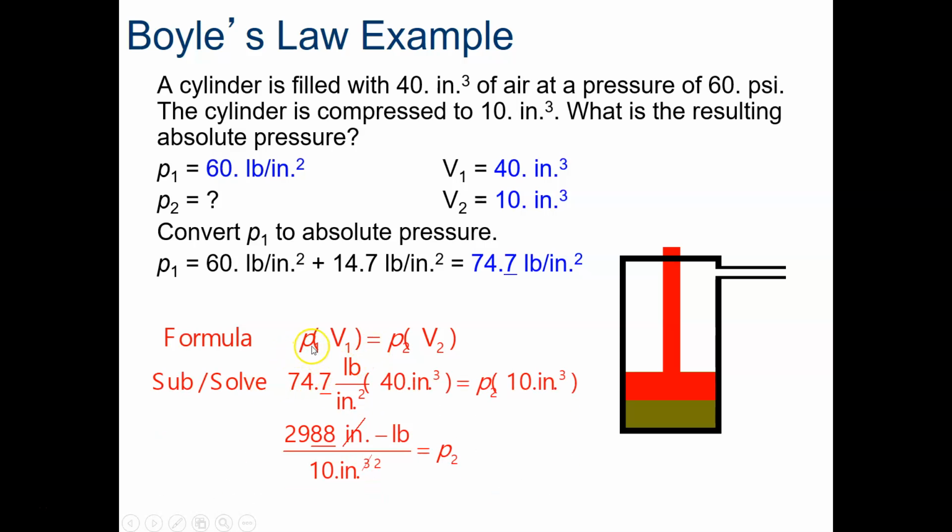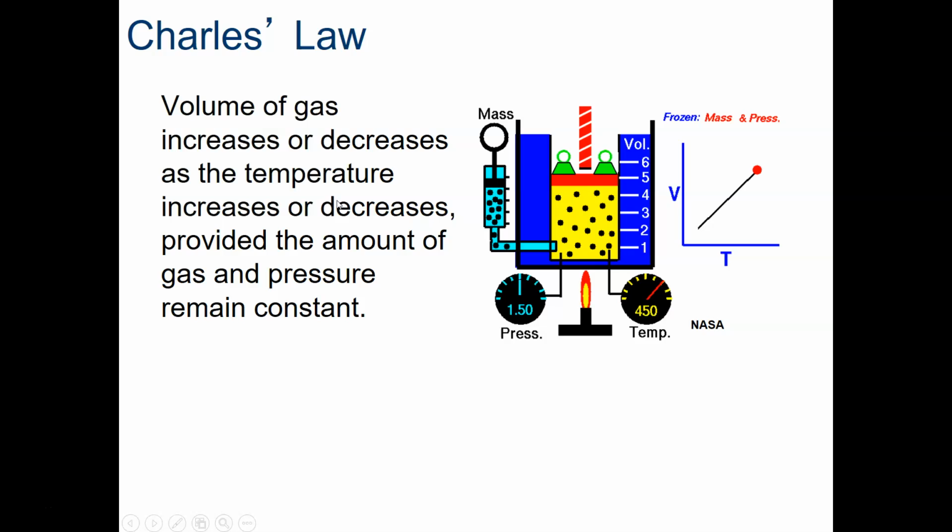So P1 is 74.7, the V1 is 40, and we're going to set that equal to P2 times 10, and then we simply solve for P2. I'm not concerned about scientific notation or significant figures or anything like that, so just do 74.7 times 40 divided by 10 and give me that answer. That will be our final pressure of the system, absolute pressure.